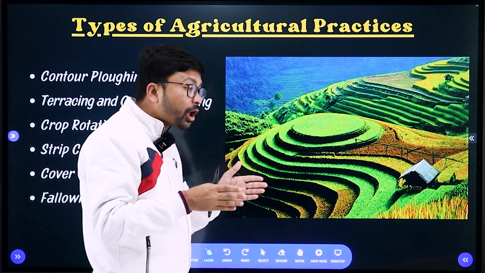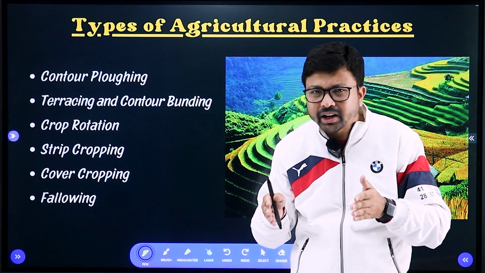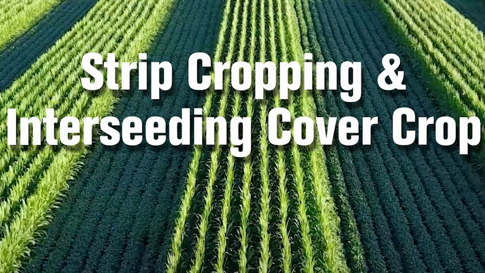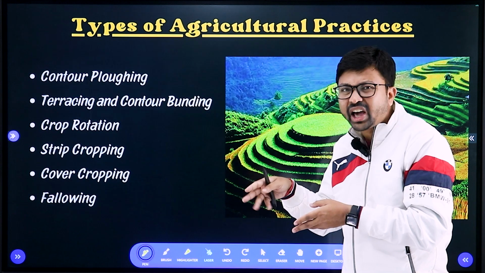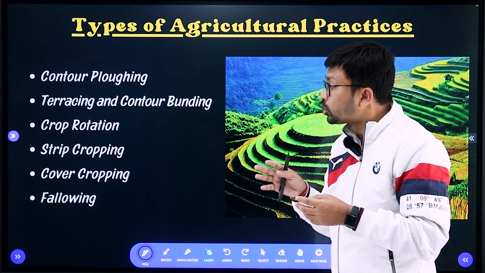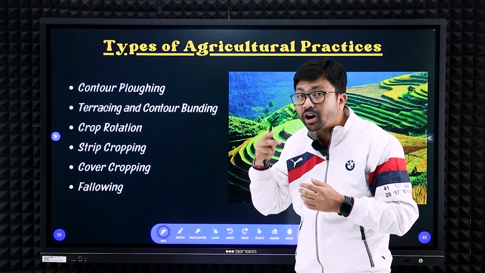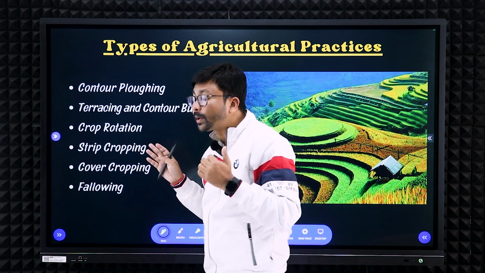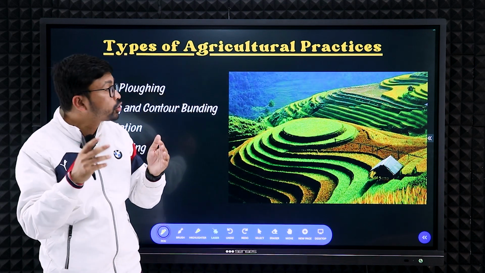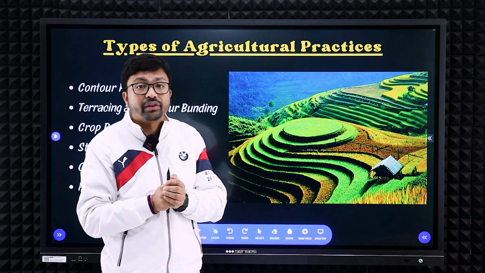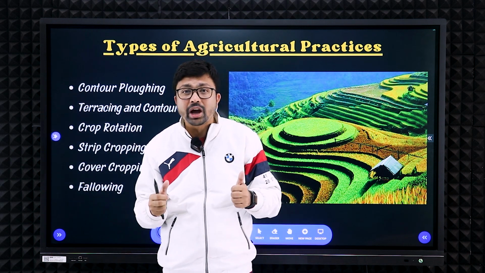And next, strip cropping. Strip cropping is another type of practice where the whole agricultural land is divided into strips like this, right? So that also helps to control soil erosion. And two more other ways, what are they? Cover cropping and fallowing. Those are the practices you need to do to control soil erosion, right? So those are the techniques you need to apply.